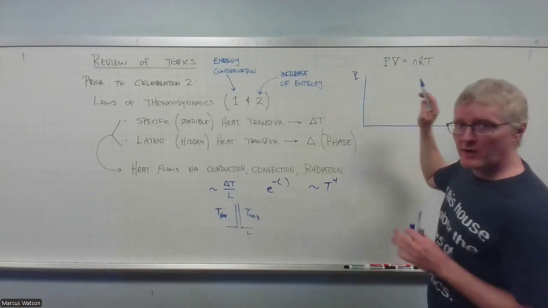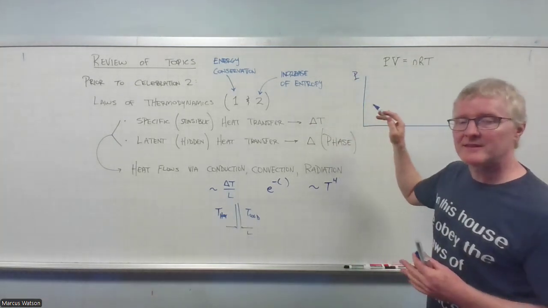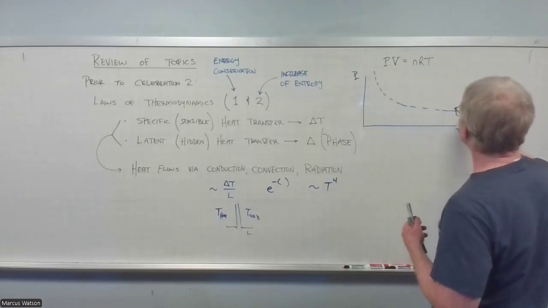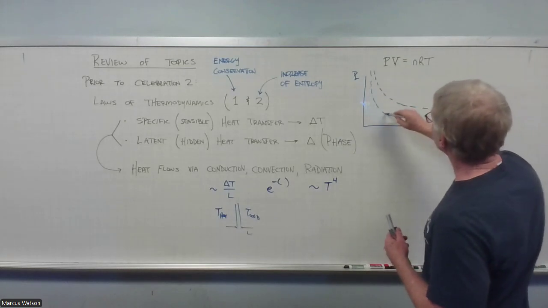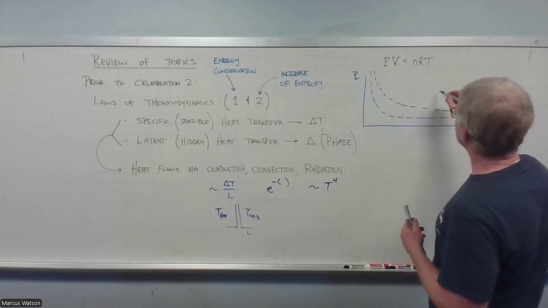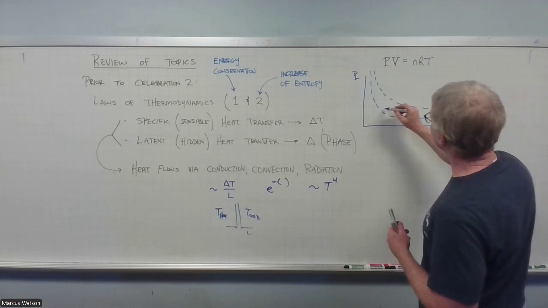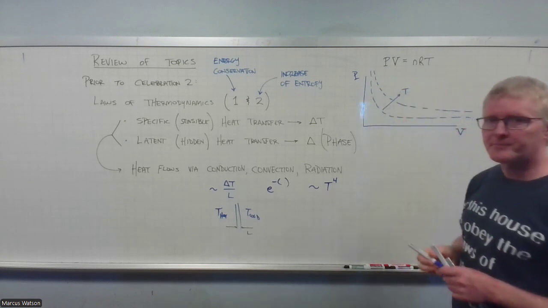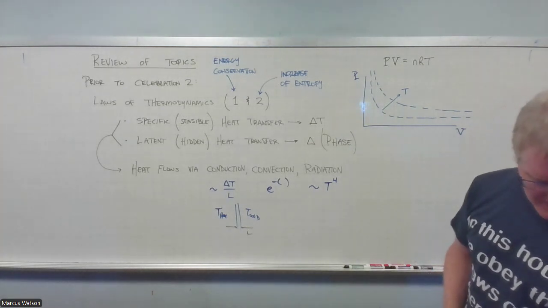And remember that on these PV diagrams the temperatures are hidden, and they are hidden in these curves. These are curves of constant, increasing temperature. We'll label it that way.